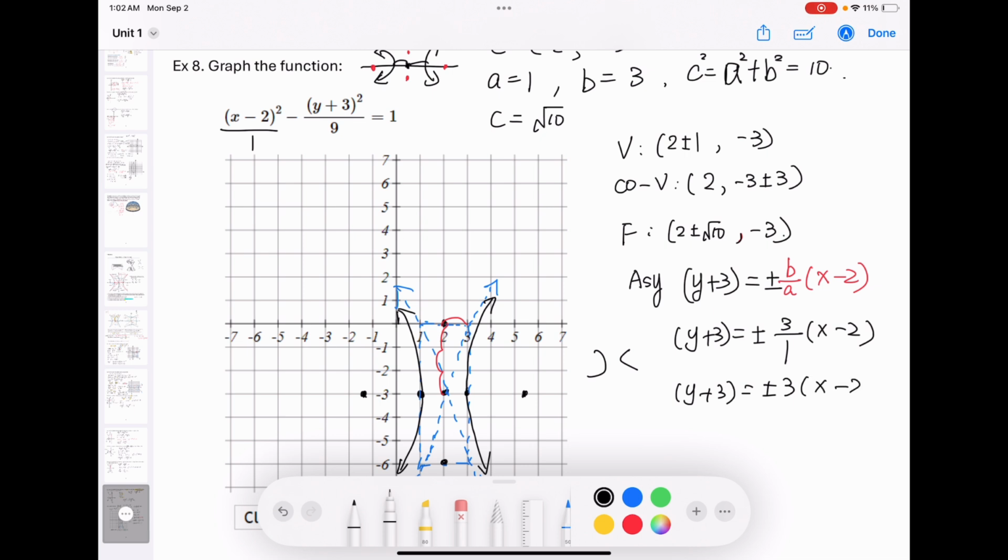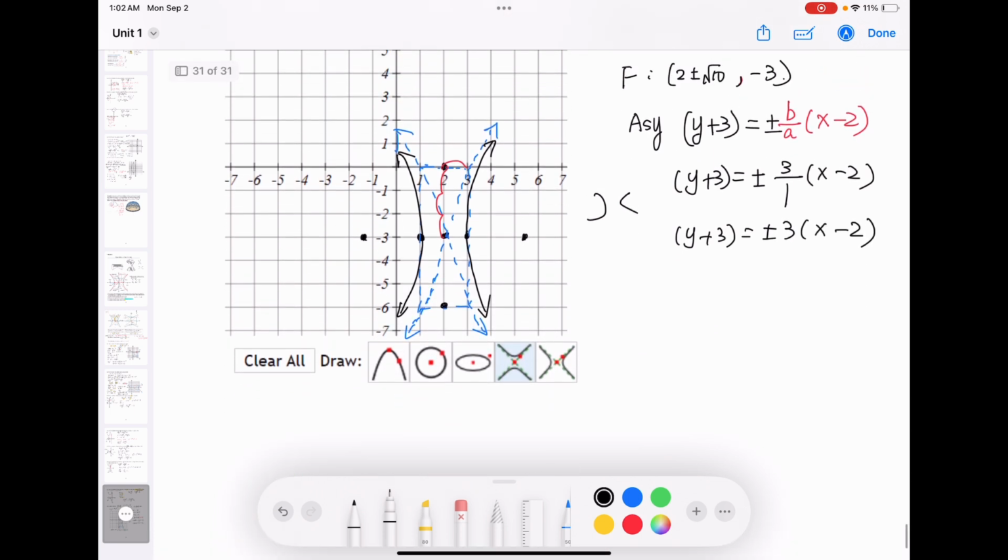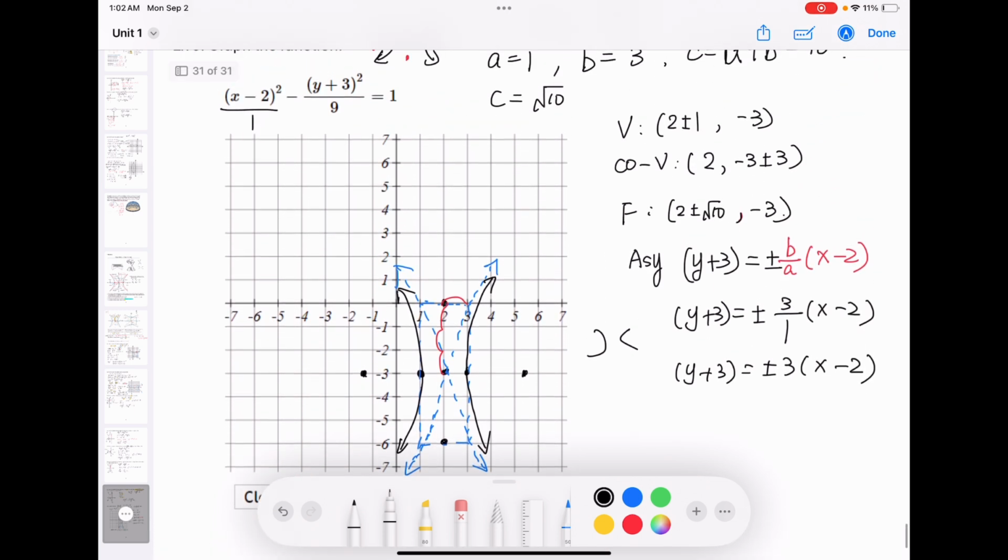times x minus 2. Okay, that's the last question of 1.6. Bye-bye.